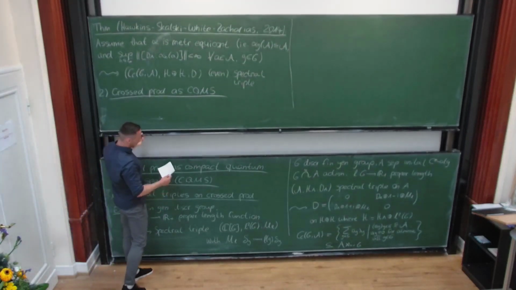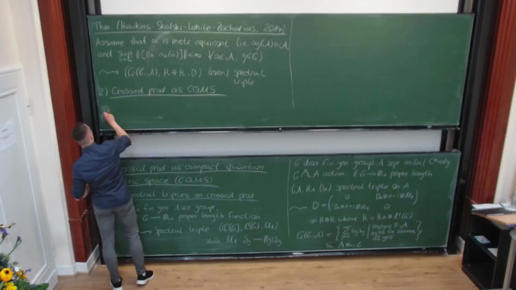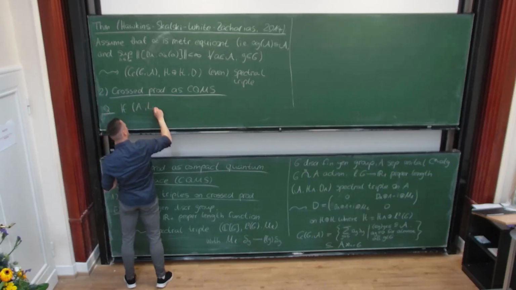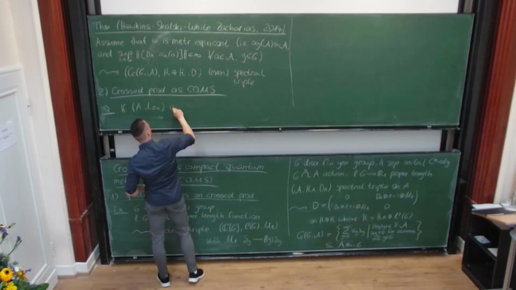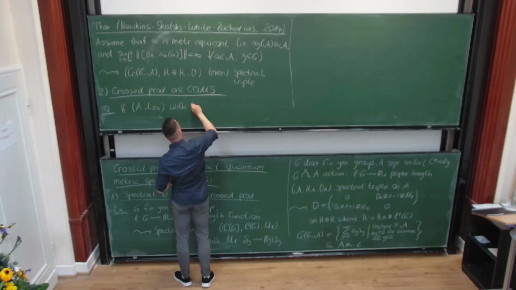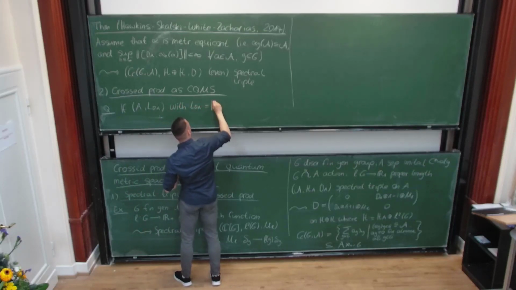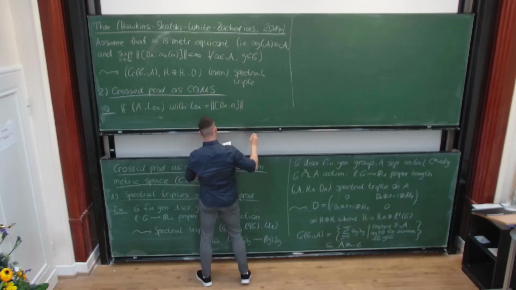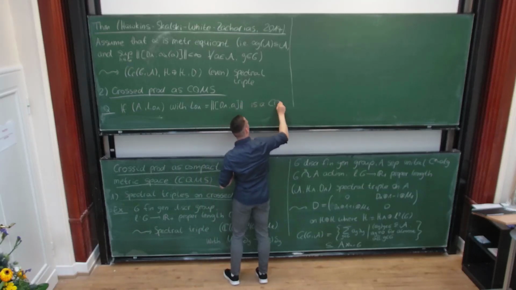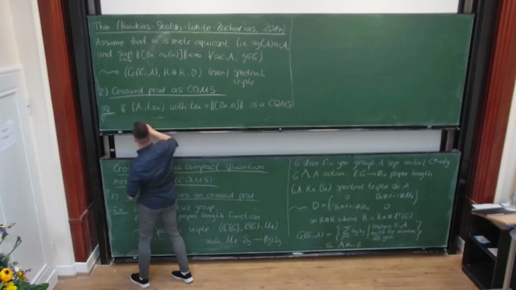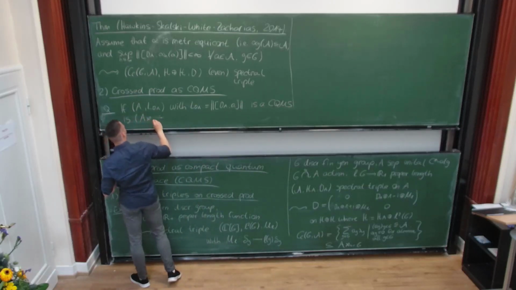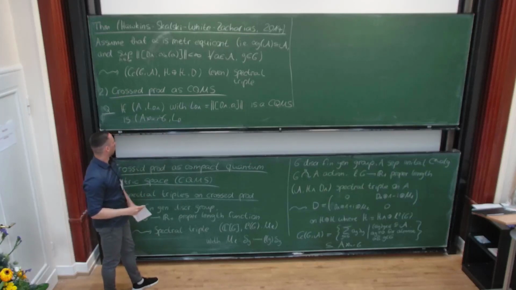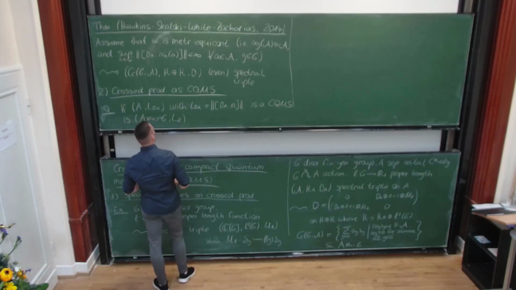Okay, so let's formulate a question. If a pair consisting of A with the Lipschitz seminorm L_{D_A}, defined to be the operator norm of the commutator of a with D_A, is a compact quantum metric space, then is the corresponding cross product one as well?